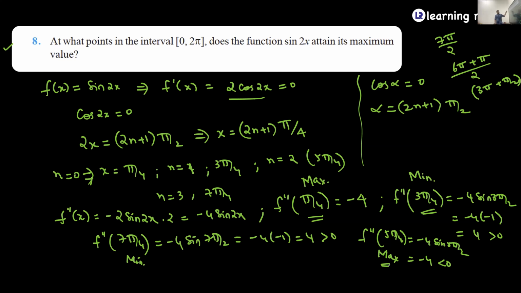What is the question? At what points on the interval does the function sine 2x attain its maximum? The answer is pi by 4 and 5 pi by 4. That's it. You need not write the values because they didn't ask.